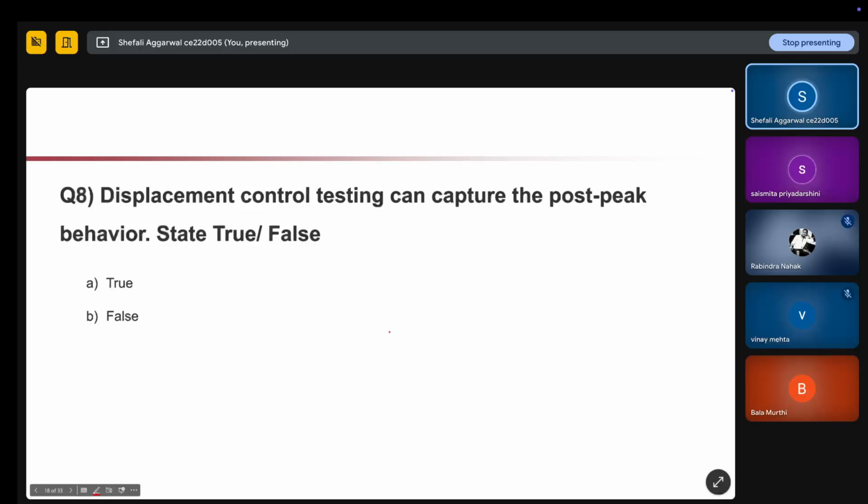Displacement control testing can capture the post peak behavior. True or false? So we have seen two types of models in post peak behavior. True, correct. So in those models we have seen one displacement type model also.